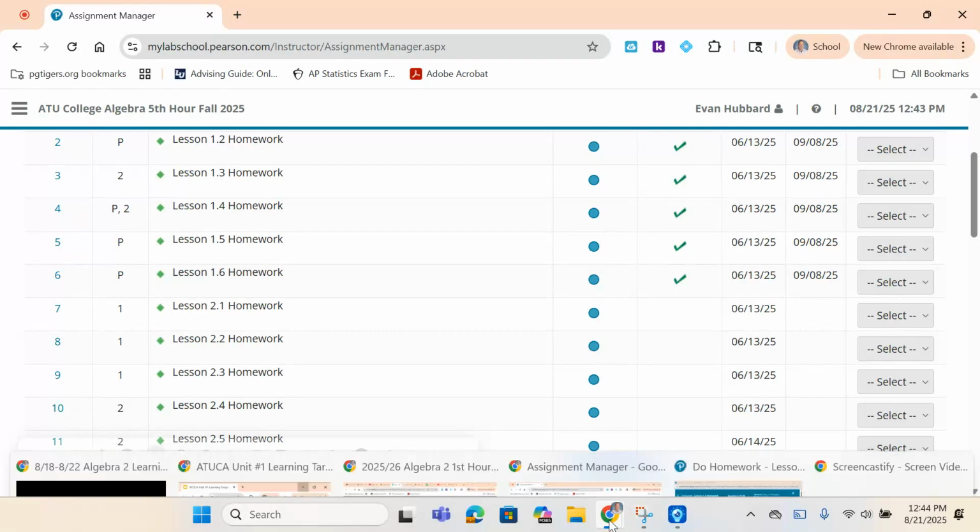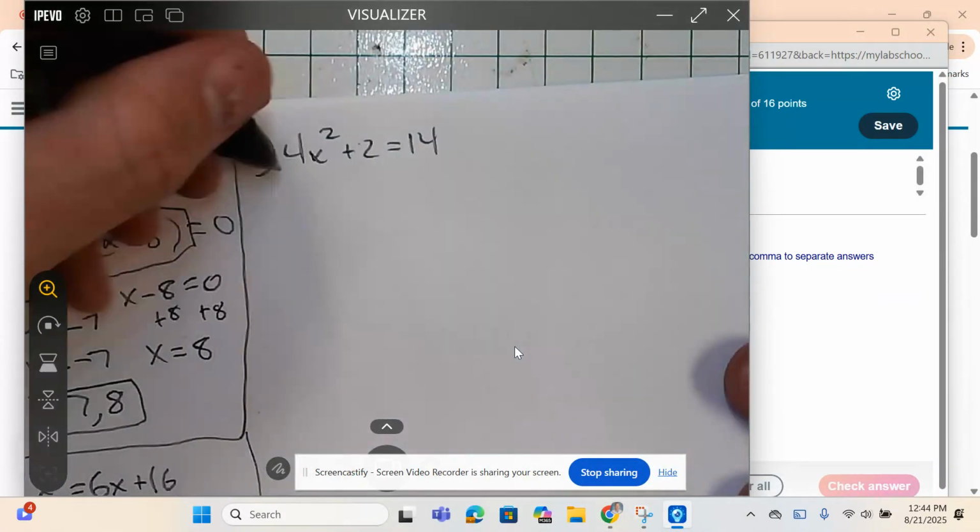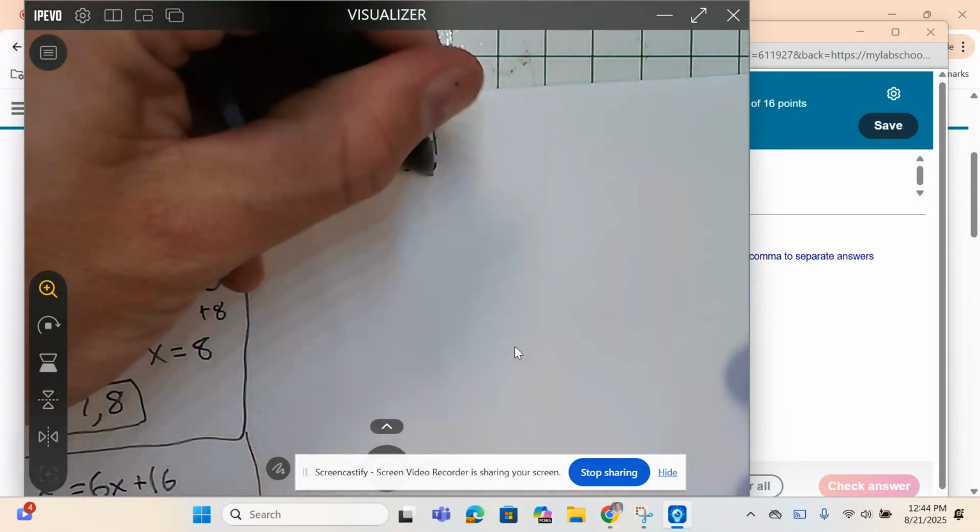All right, number 5. So we're going to go back here. Solve by the square root property. This one's not too bad. 4x squared plus 2 equals 14. So we're going to solve this by the square root property. So we're just getting x by itself. So we're going to subtract 2.